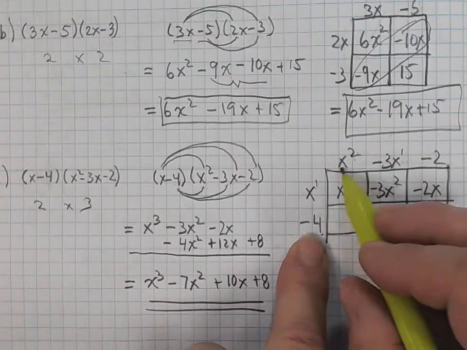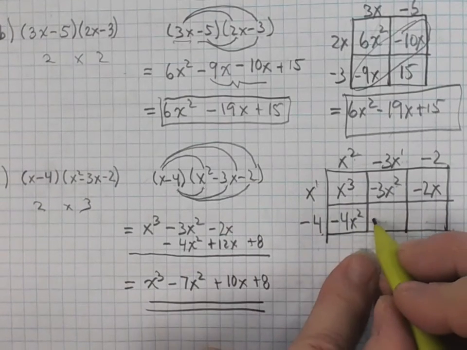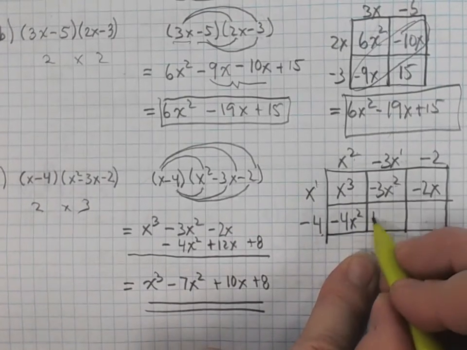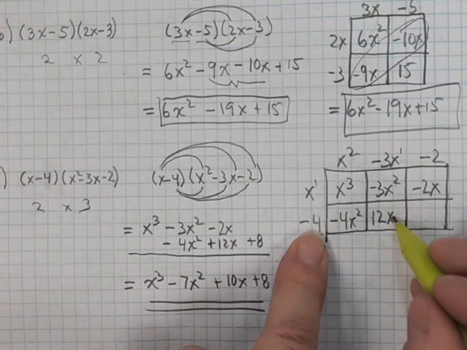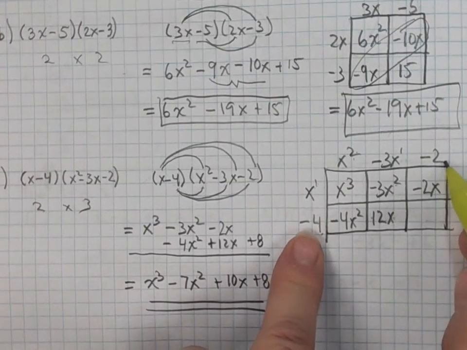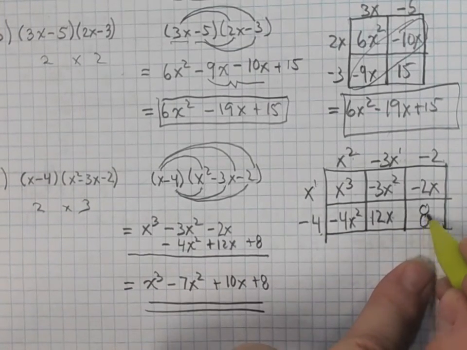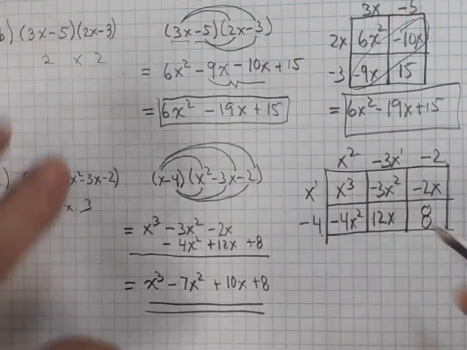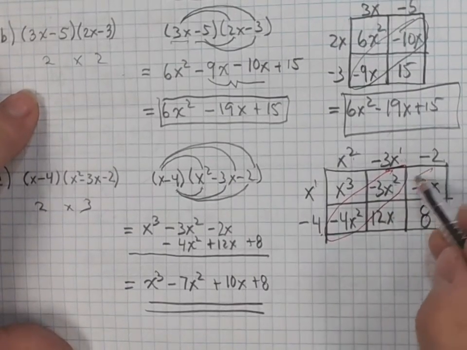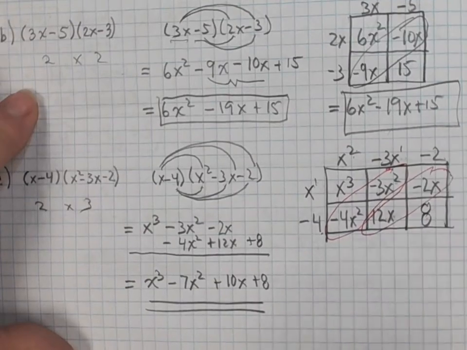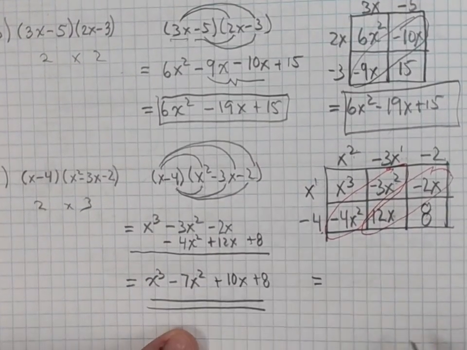Okay, next one, negative 4 times each of these. Negative 4 times negative 3, that's positive 12 with an x. All right, and then this product, final multiplication, 8. All right, do you see the like terms? They're always diagonal to each other. So notice this, these are like terms, and then the next diagonal, those are like terms. So we're going to combine those and write the final result.